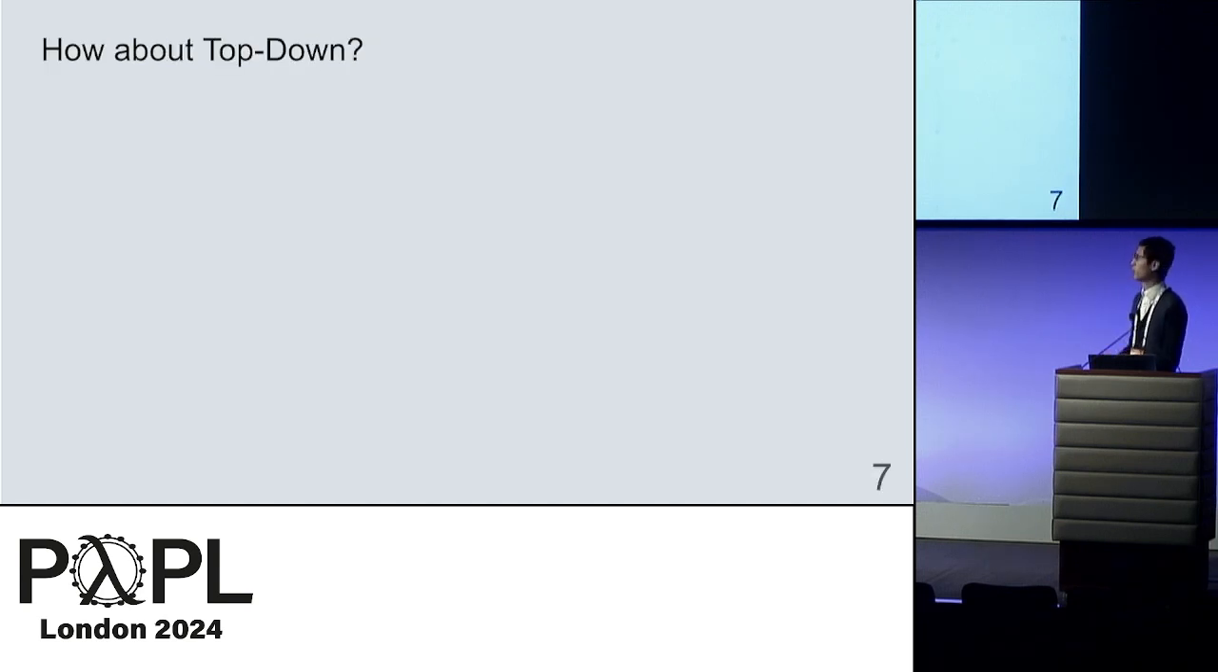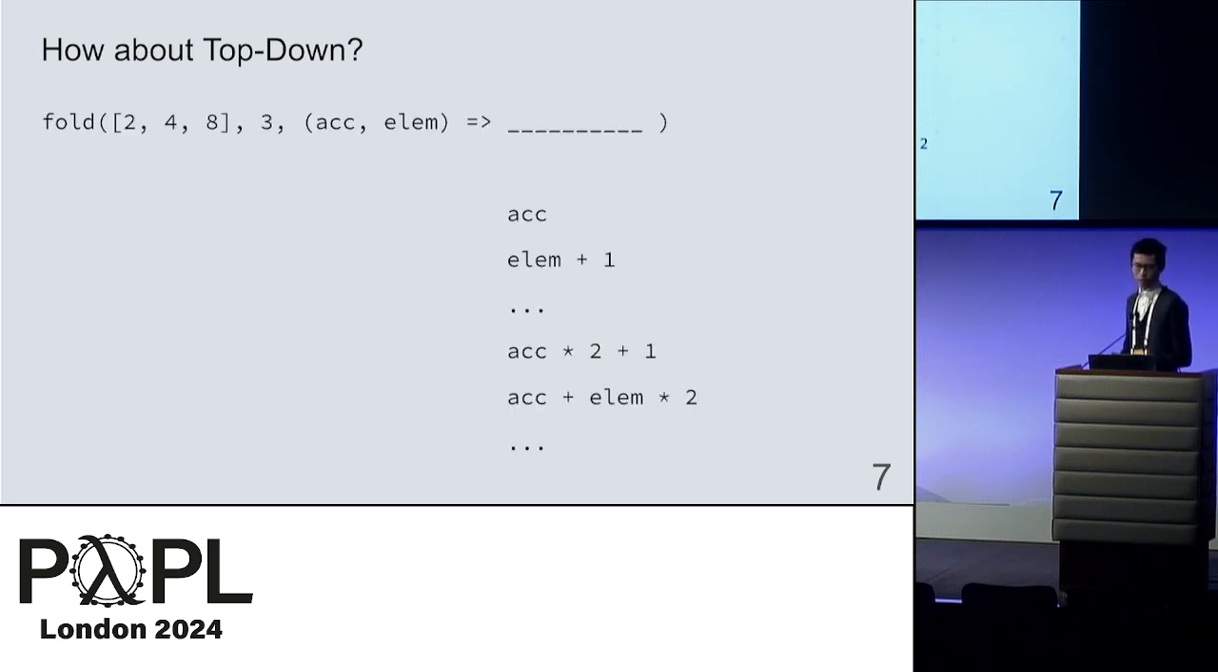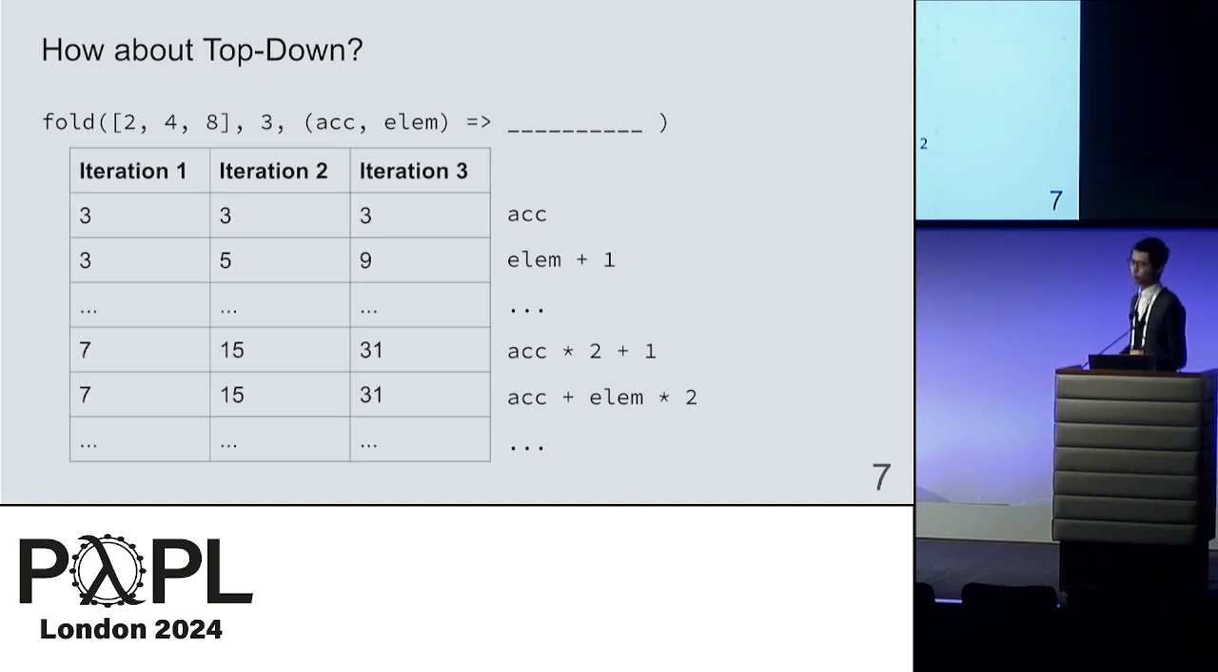So we thought, how about top-down, if bottom-up is very challenging? Well, the most naive top-down approach is to list all the potential bodies for the fold, evaluate each of those programs separately for 3 iterations, and then check their output to see if one of them produced the desired output. But this is obviously very slow because this is just full enumeration.